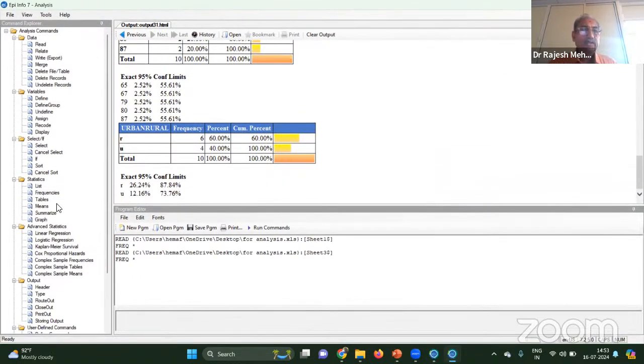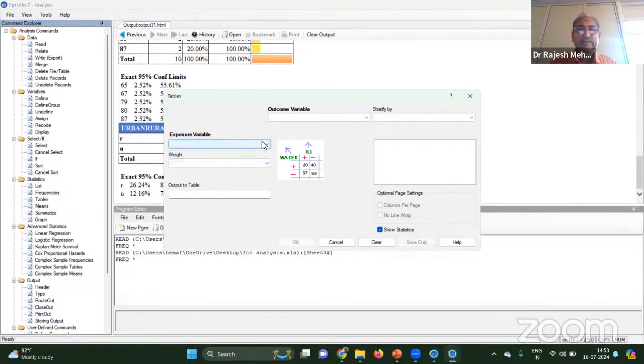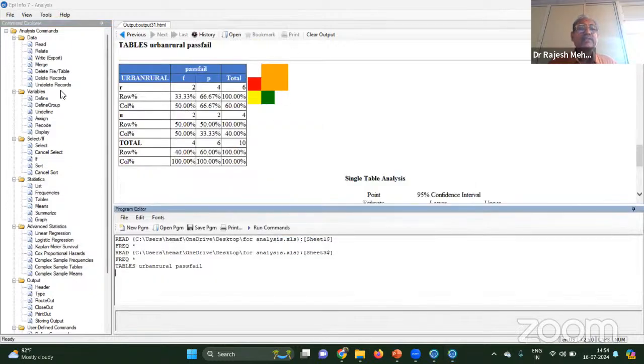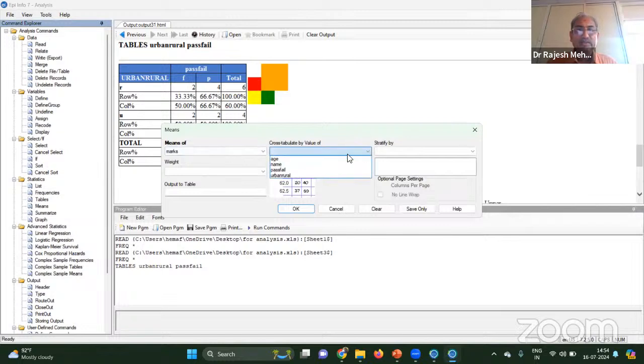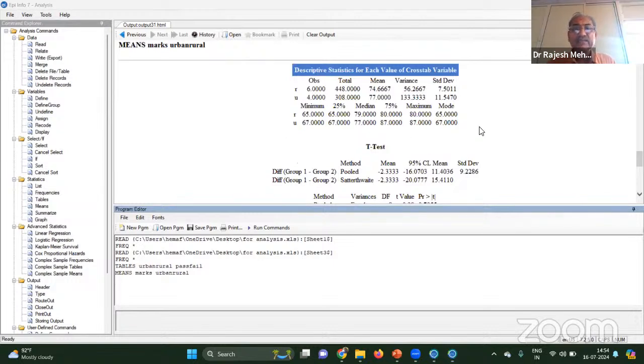Now, if you want to use the Tables command between urban and rural versus pass or fail, we'll get some percentages over here. This is how we get the Tables command. Then we go for the Means command, mean of marks versus urban rural. In that comparison, rural is 74 marks and urban is 77 marks. The standard deviation and everything comes over here.